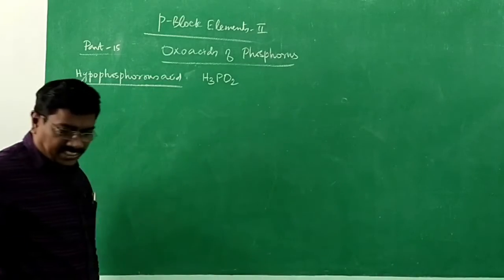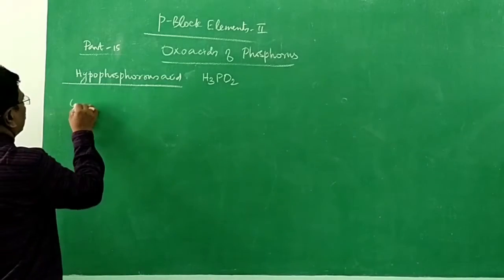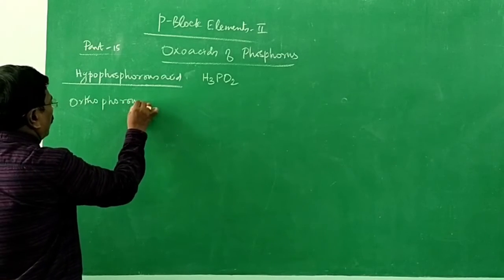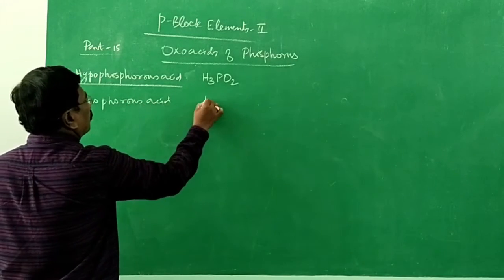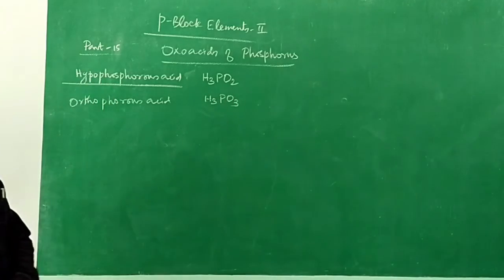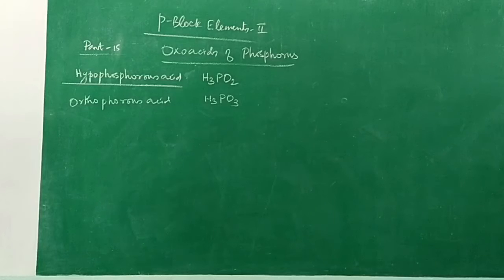And then phosphorus acid, simply, or orthophosphorus acid, H3PO3. It is simply called phosphorus acid, and may also be referred to as orthophosphorus acid.